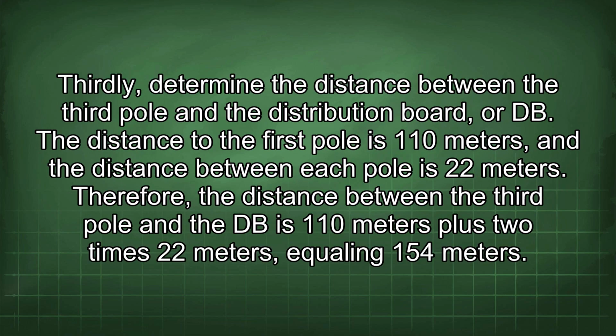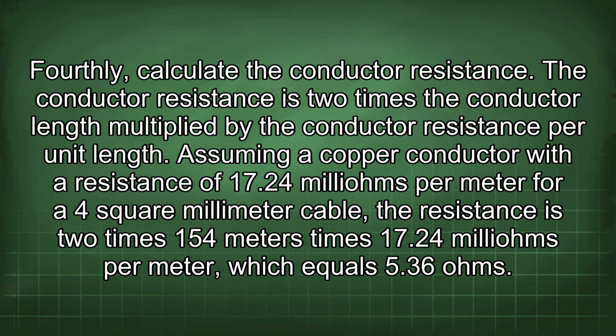Thirdly, determine the distance between the third pole and the distribution board, or dB. The distance to the first pole is 110 meters, and the distance between each pole is 22 meters. Therefore, the distance between the third pole and the dB is 110 meters plus 2 times 22 meters, equaling 154 meters. Fourthly, calculate the conductor resistance.